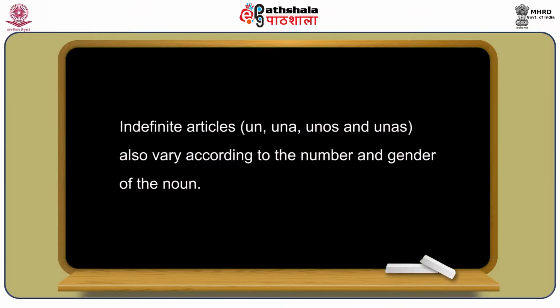Now let's talk about the indefinite article, which in English is a, an, and some. Some is the plural. In Spanish, the indefinite articles are un, una, unos, unas. So there are again four forms of indefinite articles. In the same way as definite articles, these indefinite articles also vary according to the number and gender of the noun. If it is masculine singular, we will use un. If it is feminine singular, we will use una. If it's masculine plural, we will use unos, and if the noun is feminine plural, we will use unas.